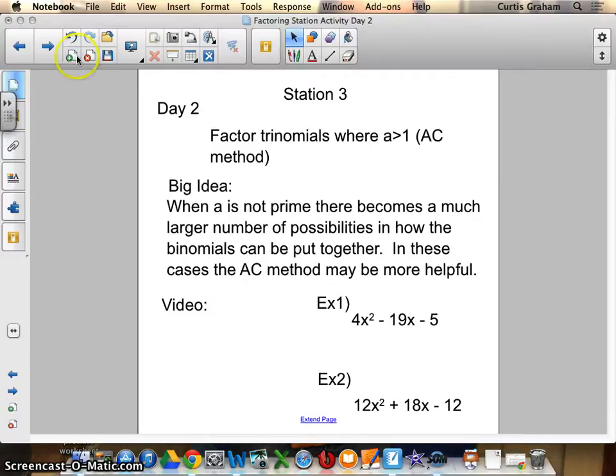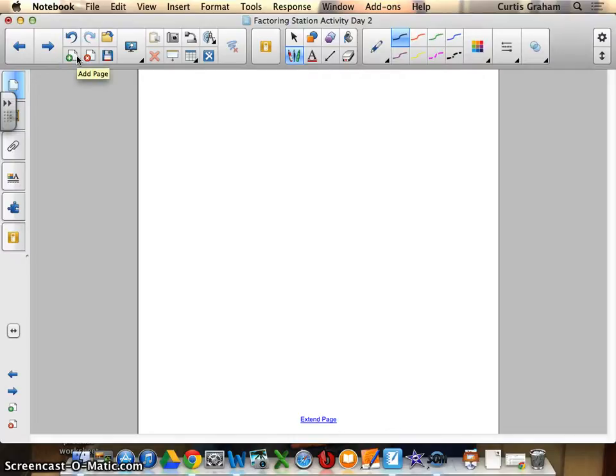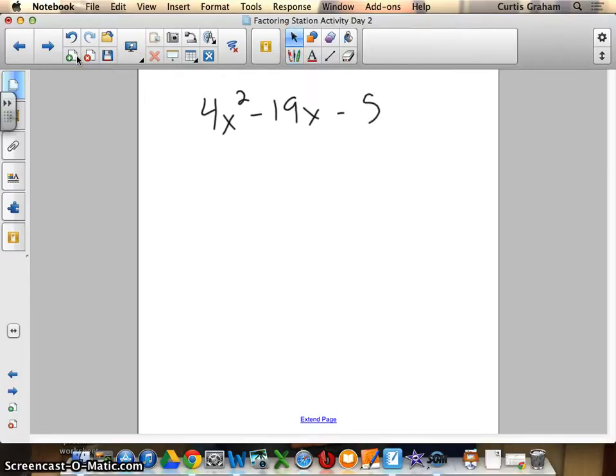So I'm looking at example 1. 4x squared minus 19x minus 5. A couple things I want to point out: I'm going to be subtracting, because that's a negative, to get to a negative 19.